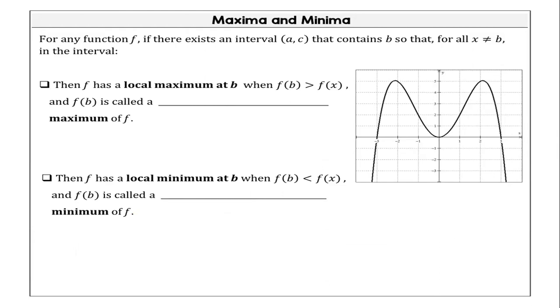Maxima and minima. For any function, there exists an interval from A to C that contains B so that x cannot equal B, some value in between, right? Then f has a local maximum at B. A local maximum means that it is not necessarily my highest point, but it's a point where it goes from increasing to decreasing. So when I'm talking about local maximum, I'm looking for where you go from increasing to decreasing.